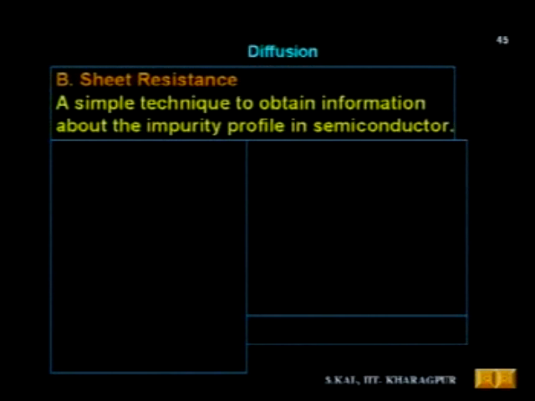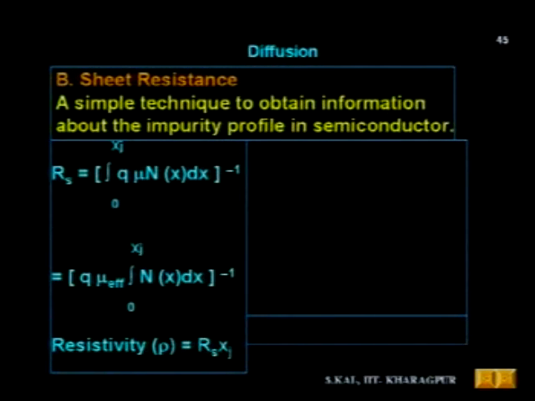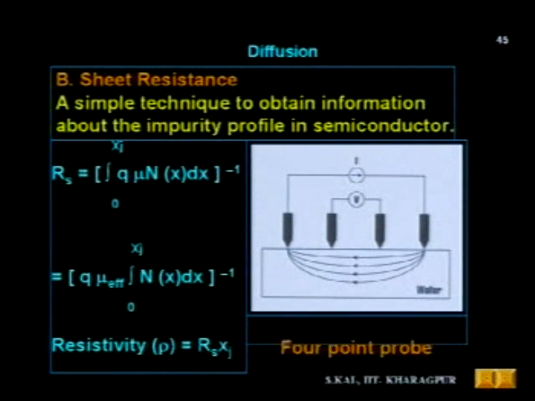A simple technique to obtain information about the impurity profile in a semiconductor is the measurement of sheet resistance. Sheet resistance is measured by the 4-point probe method. Here this is a diffused layer, silicon layer, and 4 probes are used which are collinear, and at the outer probes you send a current I and measure the voltage at the inner probes.